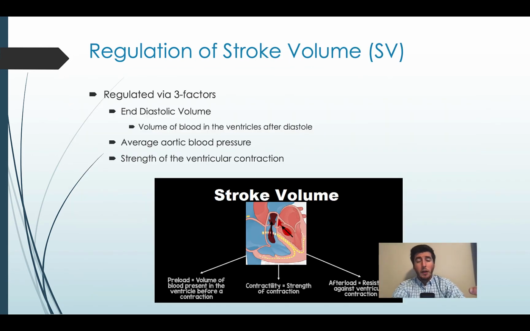So that's heart rate. How do we regulate stroke volume? Q equals HR times SV. We can't forget 50% of that equation, right? Stroke volume is largely regulated by three factors. First, our end diastolic volume, our EDV, which is how much blood is left after diastole. How much of that blood did we not pump? Second, average aortic blood pressure. What does the blood pressure look like that we're trying to force ourselves against? How hard is it to push that blood out, basically? And third, how strong of a contraction do we get? How hard is the heart beating? What's the force with which the heart is beating?